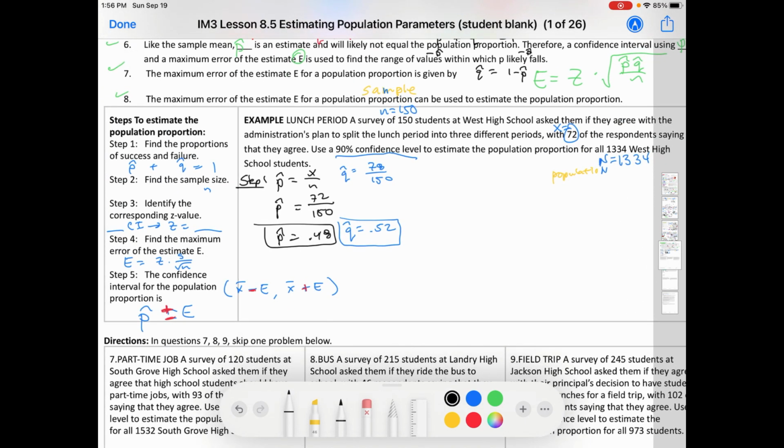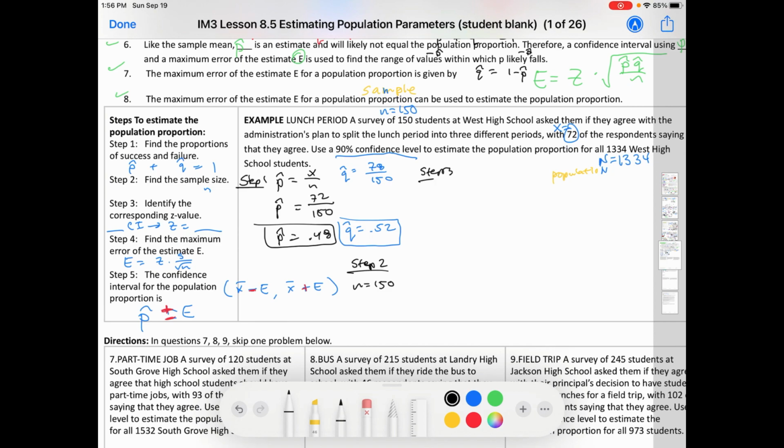Okay, step number 2, we already know what the sample size is. Step number 2 is the sample size is 150. Basically, if you think about what we're doing, we're just getting all of our variables ready to put into the formula. That's all we're doing.